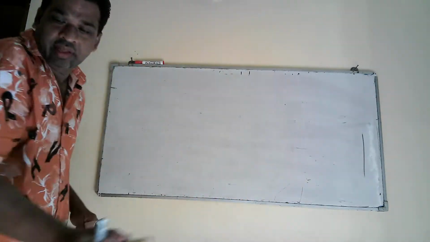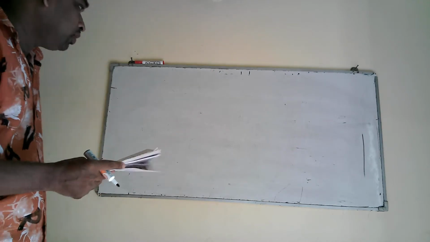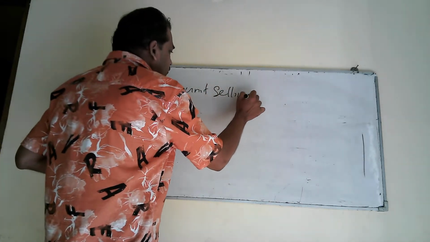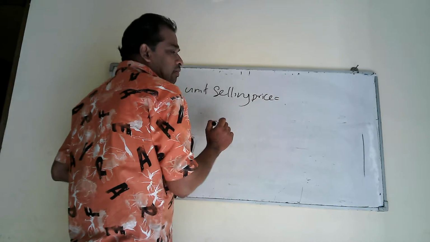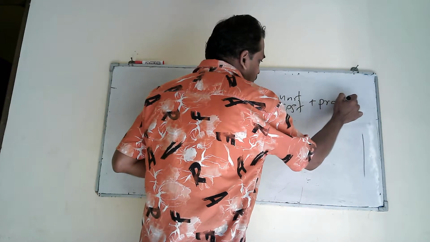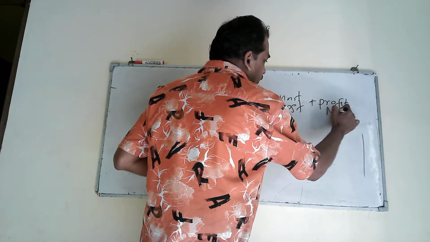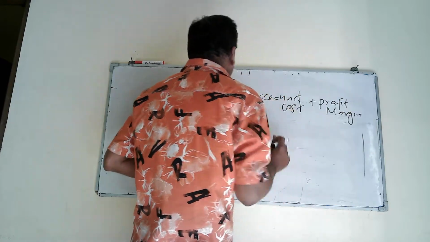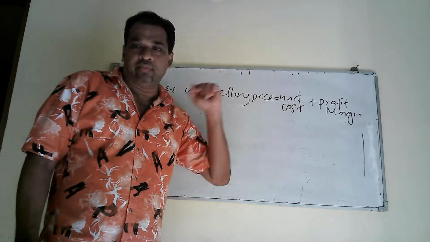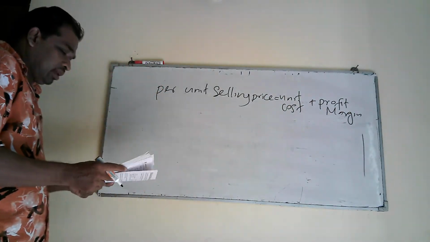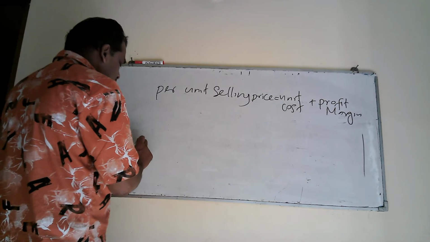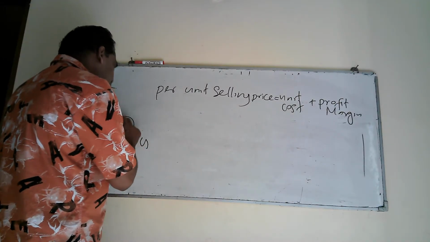Okay. Then you are asked for the per unit selling price. Per unit selling price equals unit cost plus unit profit margin. Here you don't know the unit cost. Therefore, you have to calculate unit cost under working 1.